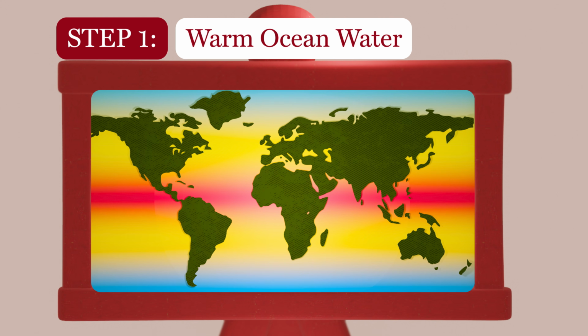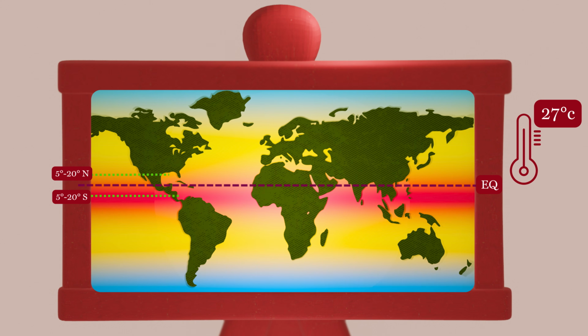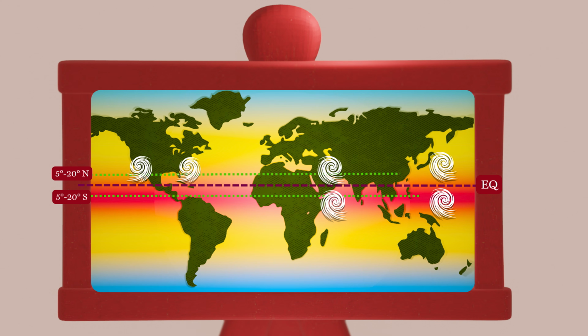Step 1 is warm ocean water. Tropical storms form over oceans that are at least 27 degrees and are usually within 5 to 20 degrees north and south of the equator. The warmth of the ocean heats the air above, causing it to rapidly rise and begin the process of storm formation.